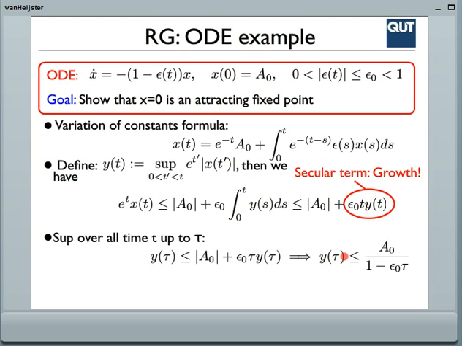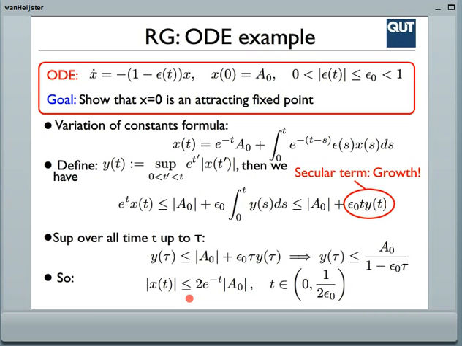So what we can show is that our supremum is actually less or equal to a naught over 1 minus epsilon tau. And here you again see the problem, right? When tau becomes 1 over epsilon naught, this estimate is solved. And if you go back and write this in our original coordinates, we actually have a bound on x of t.